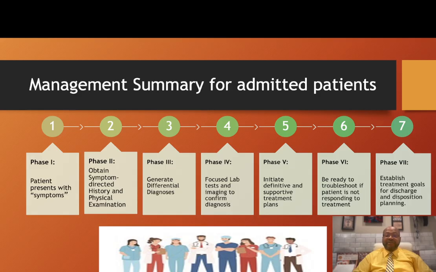And once you confirm the diagnosis, you go to stage 5, which is initiating your definitive treatment plan and supportive treatment plans. And then you go to your phase 6, being ready to troubleshoot if the patient is not responding to treatment or if there are complications that develop while they are in the hospital. And of course, your phase 7, you need to establish your treatment goals for discharge and disposition planning.